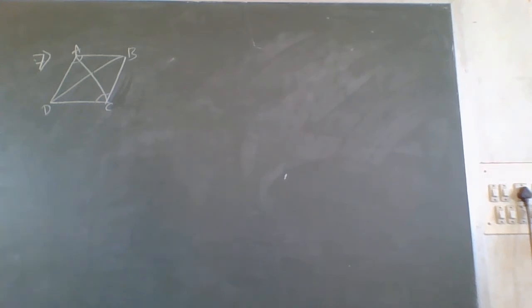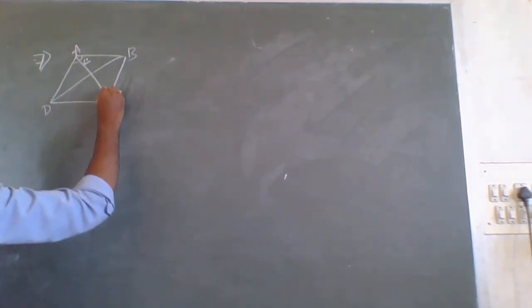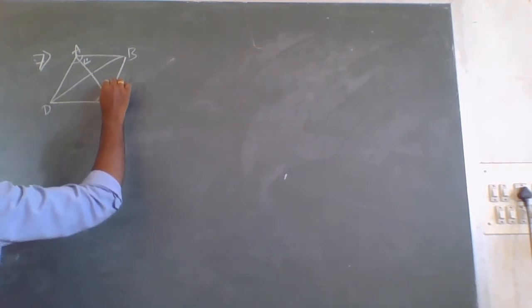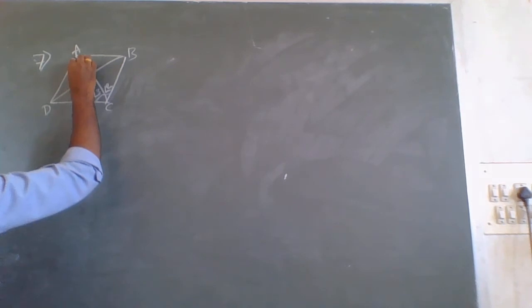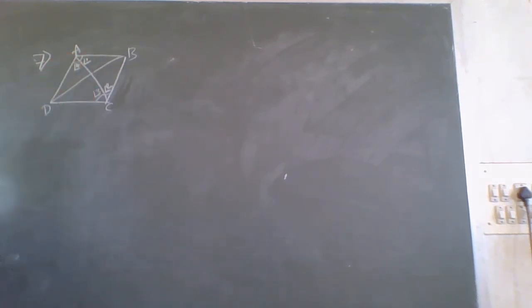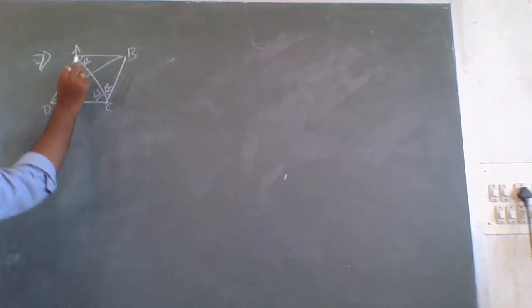So now to prove that diagonal AC bisects angle A as well as angle C, and BD bisects angle B as well as angle D, first I will consider triangle ABC. In this triangle ABC, I will name the angles 1, 2, 3, 4. Now what we have to prove? 1 is equal to 4, 2 is equal to 3.